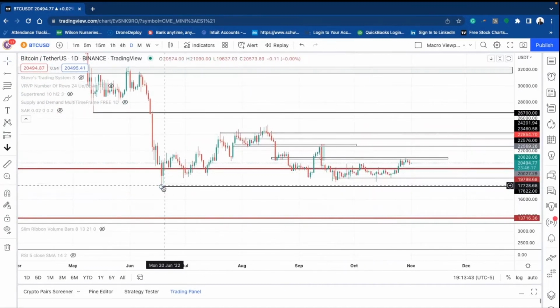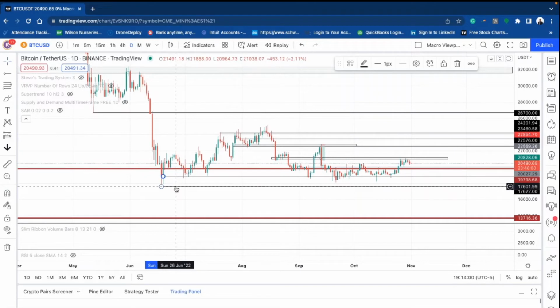From, I guess, June 18th through now, really, we haven't done anything, right? We have a swing low. You can call this a swing low here, this area. Or you can consider that the bottom at 17.6 that was made in June. And the upside cap in the market is this 24,200 level. And you can see it's been extremely respected.